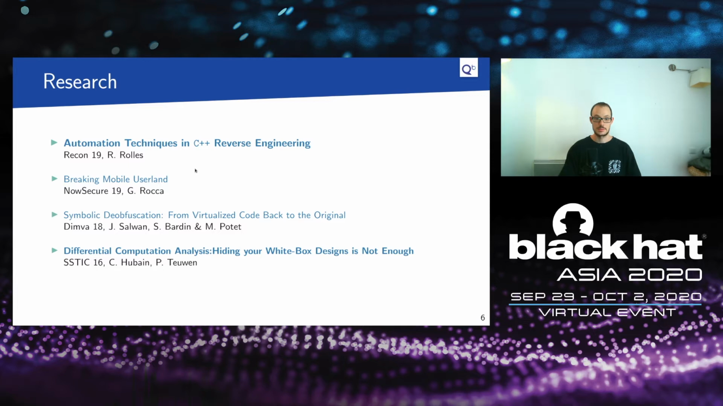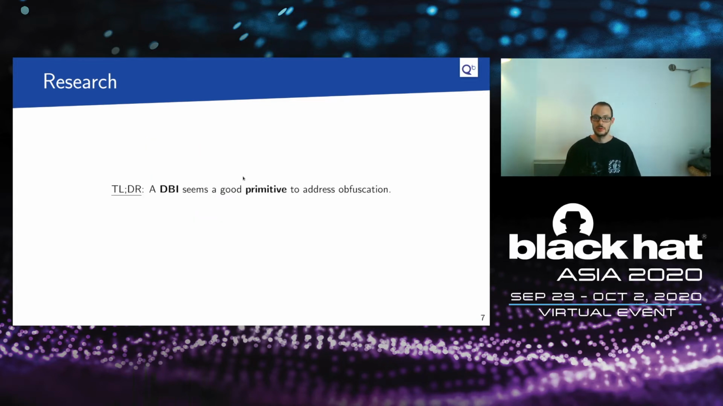And last year there was a presentation on reverse engineering C++ code and how we can use dynamic information to recover the internal structure and the internal fields of C++ structures. From this research, we can see that basically a DBI is suitable to address obfuscation because it provides dynamic information, and somehow dynamic information can't lie, and we'll see how.